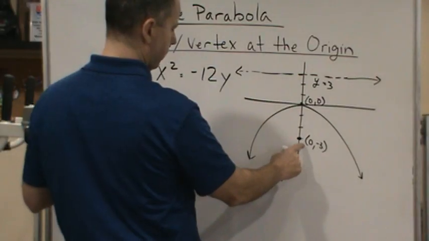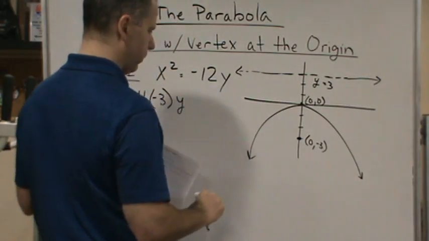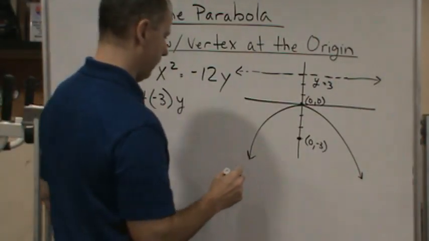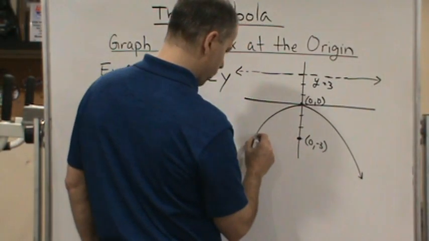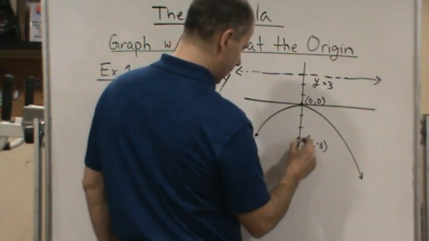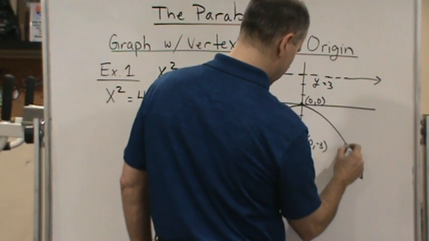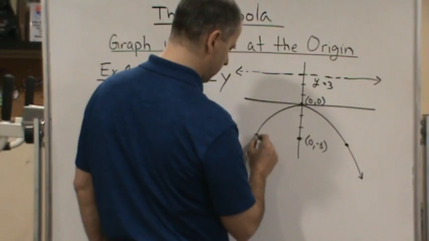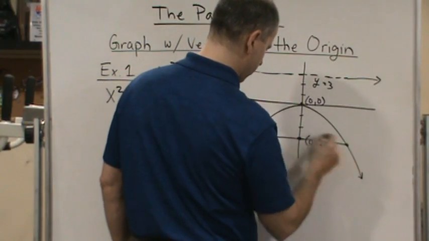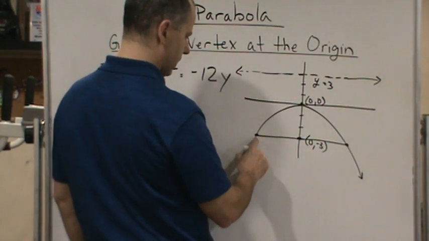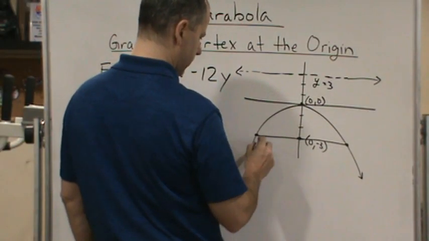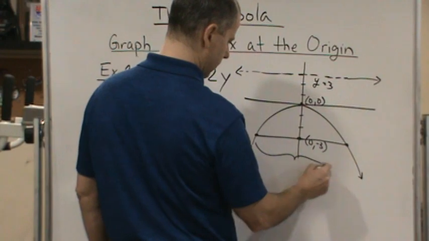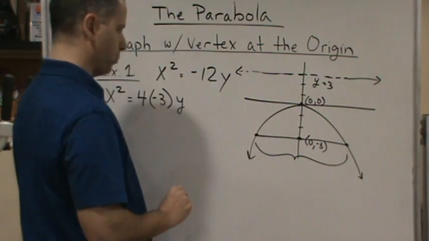The vertex is 0, 0. The focus is at 0, negative 3. Now the other thing they want us to find is the focal diameter. So the focal diameter, if you recall, is the diameter, the length of what? The latus rectum. Right? So this is the latus rectum, and so we need to know what that distance is. Okay?